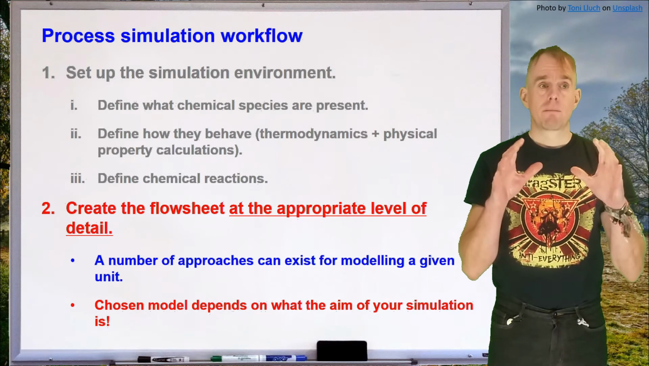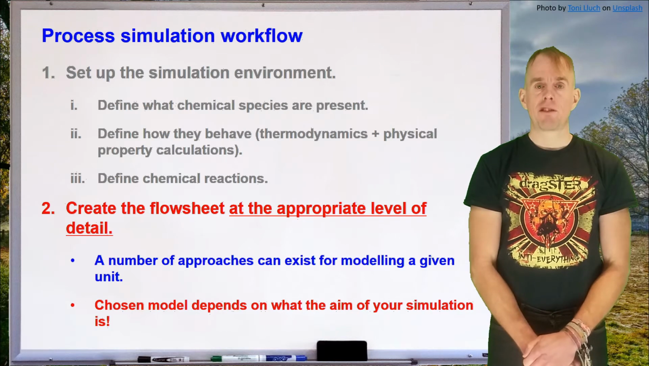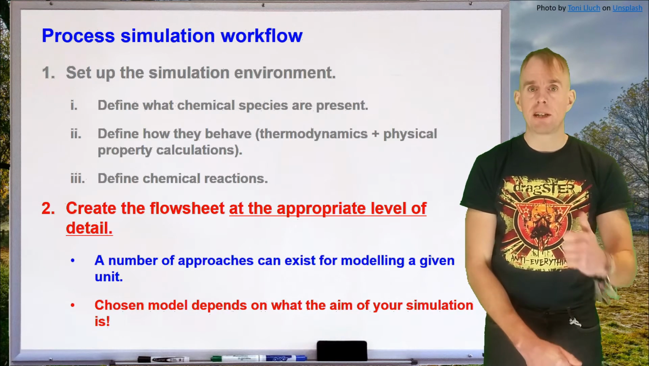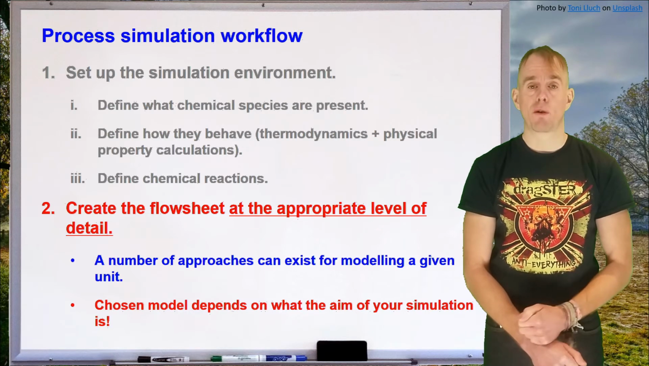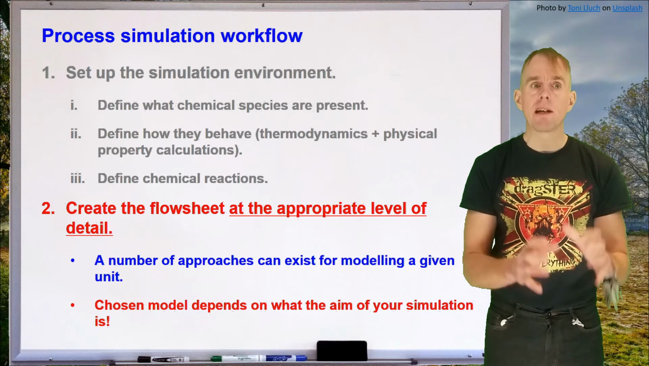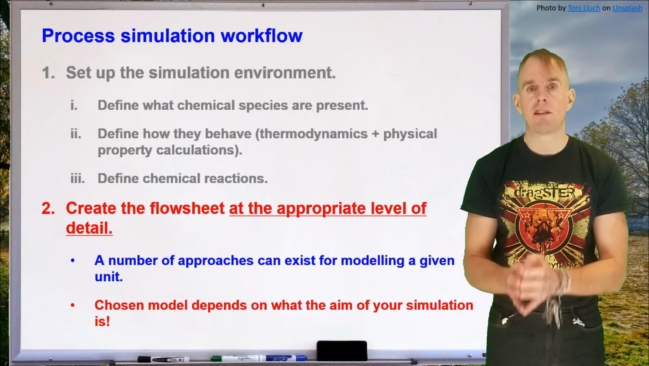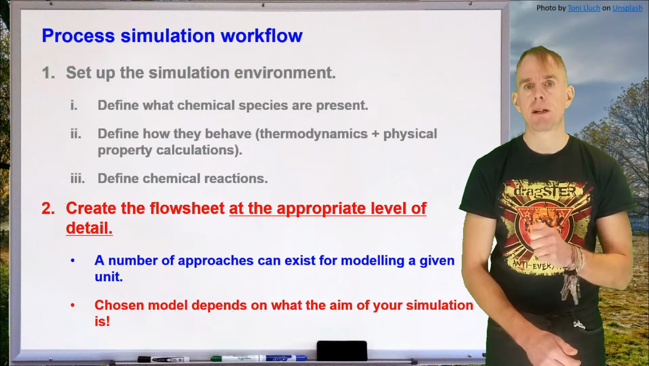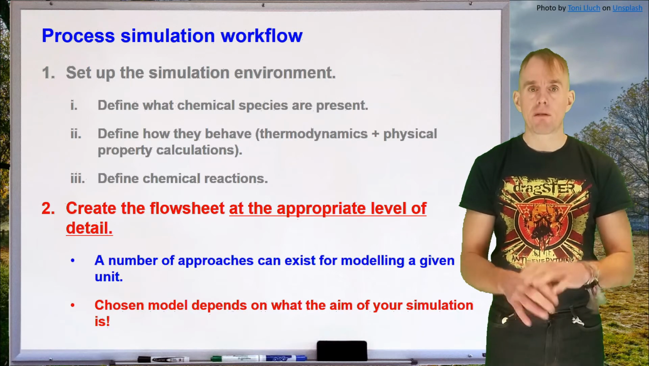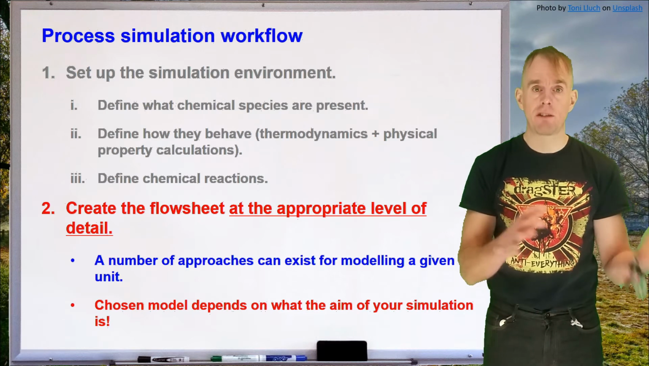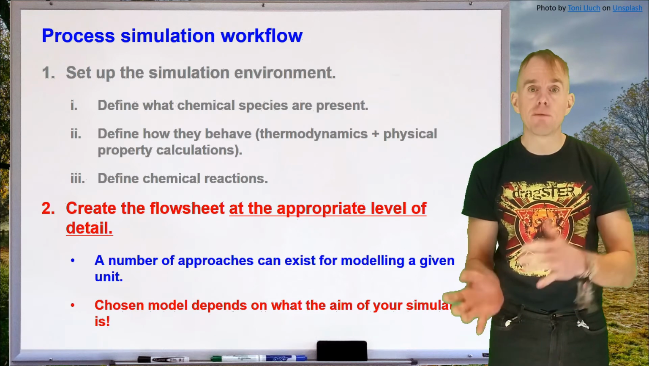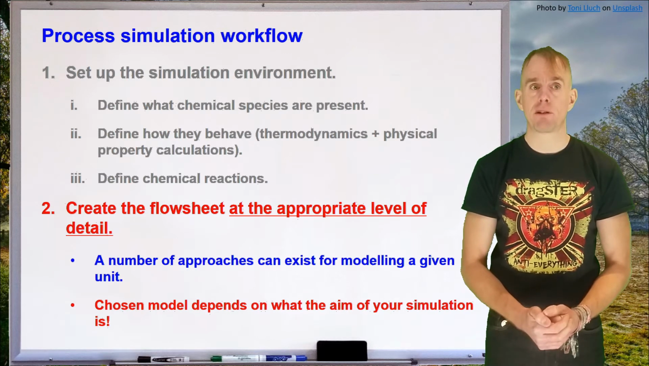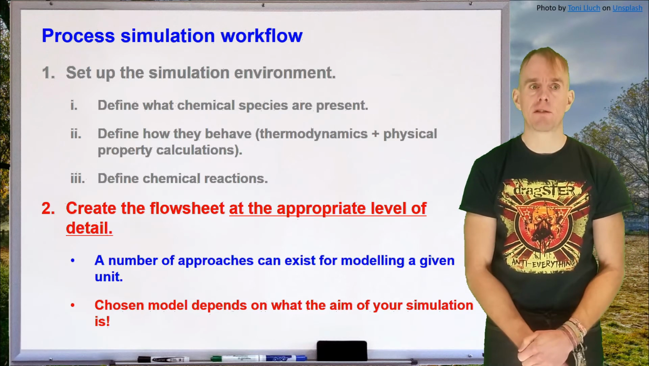So, we've set up the simulation environment. The simulation environment consists of defining chemical species, defining the thermodynamic model, and defining the chemical reactions. Once we've done that, we can then move into creating the flowsheet at the appropriate level of detail. Graphically within UniSim and HySys, this is a different screen and you're presented with different tools, and it is visually segregated from that first step, setting up the simulation environment.